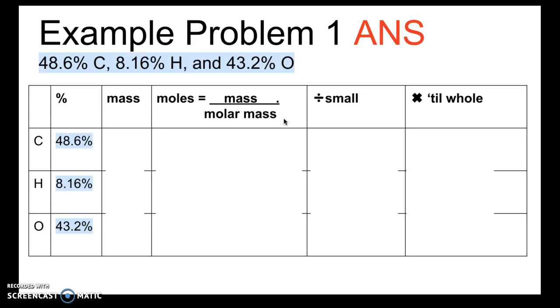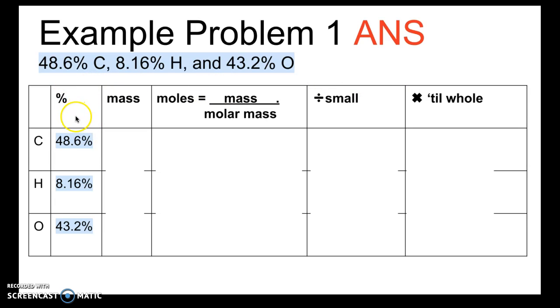You're going to be sure to write down the work that you see here on your packet. So if you need to pause the video, do so now. The first thing you'll notice is that I set up the information into a table. In the first column of the table, I have the 3 elements, and the next column is percent. That's followed by the mass, followed by the moles, followed by divide by small, times the whole. So each column is a piece of the puzzle.